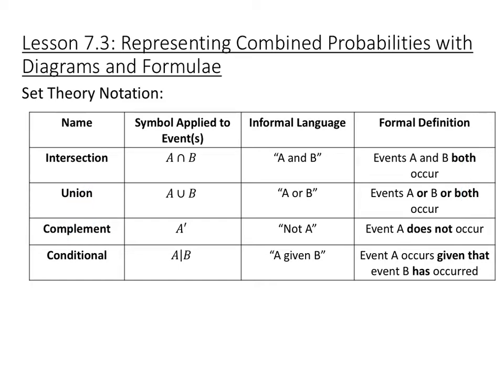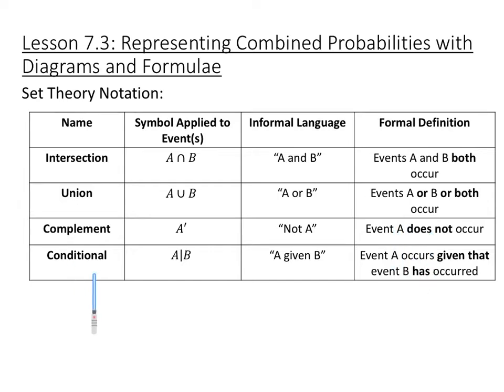The next one is union. So this is A union B. The U is union, and that is our representation of or. But in math, or means the events that occur in A or B or both of them. So anything that occurs in A, anything that occurs in B, or anything that occurs in the intersection, in the overlap. Complement is represented with this apostrophe here. So this is complement A, or not A. So anything that occurs in your sample space but does not occur in event A.